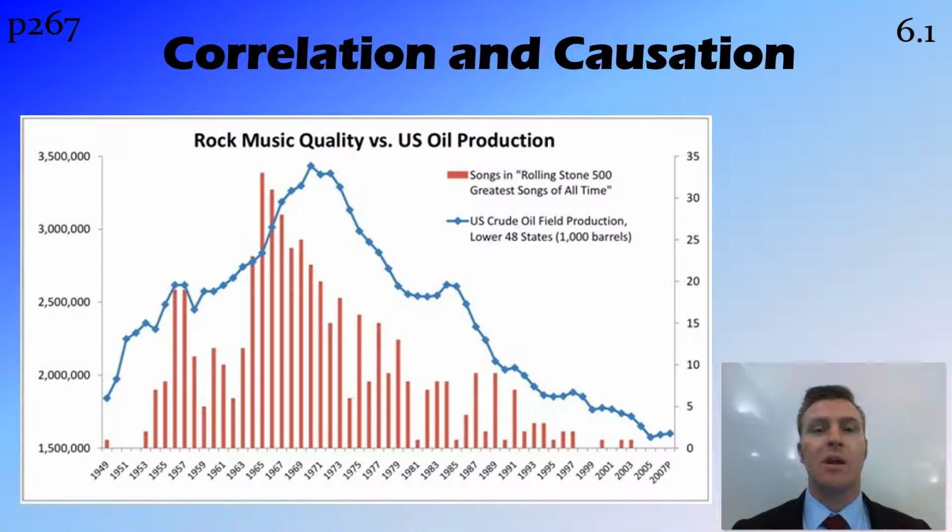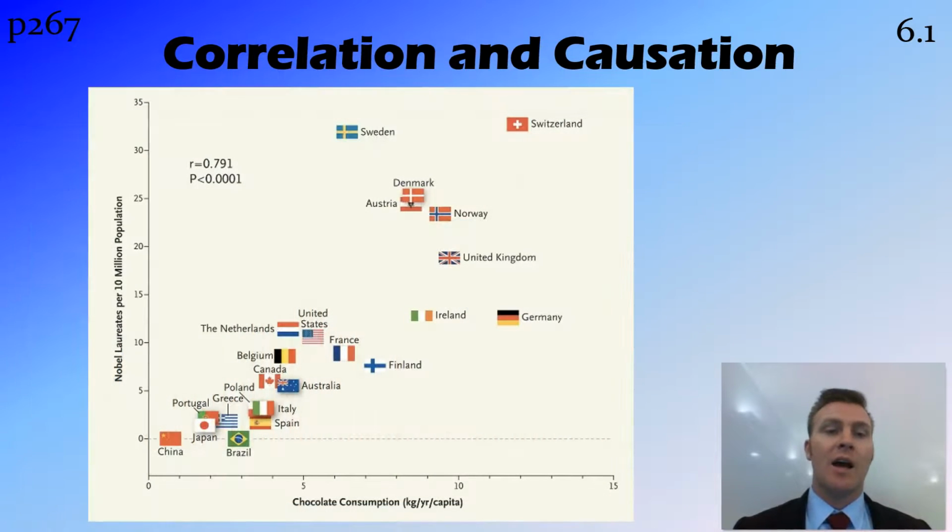You can actually pull a fair few cool graphs off the internet. This is one that I pulled off looking at rock music quality versus US oil production. Now you can see that they both peaked in sort of the late 60s, early 70s. So there is a correlation here. Whether the crude oil production actually caused good rock songs to be produced, probably not.